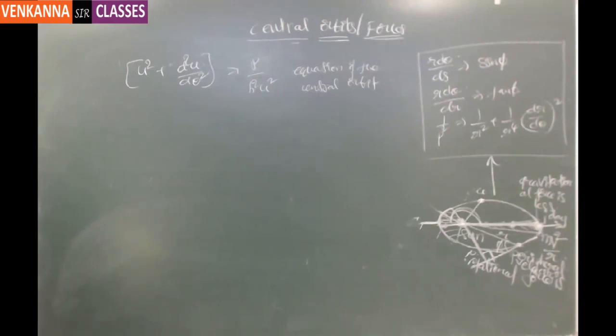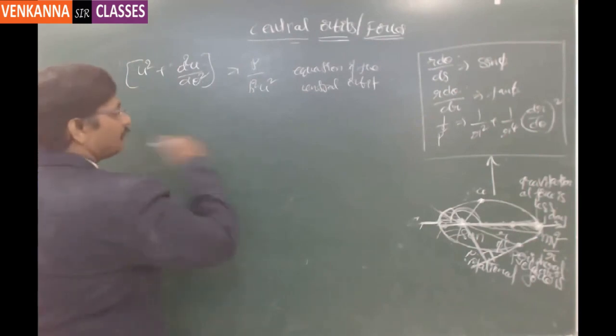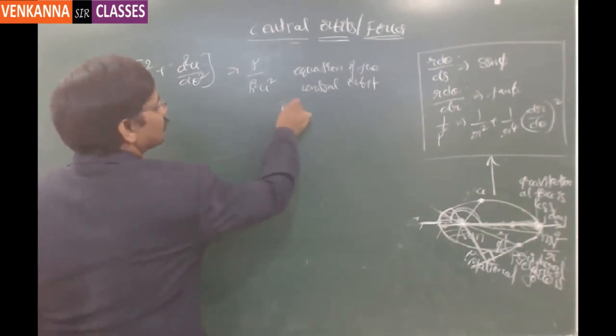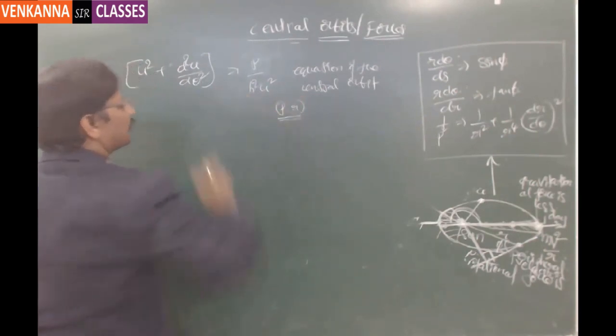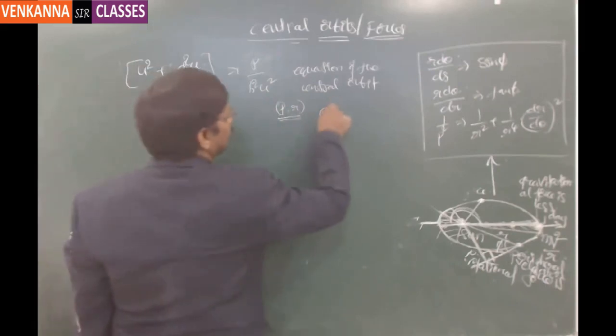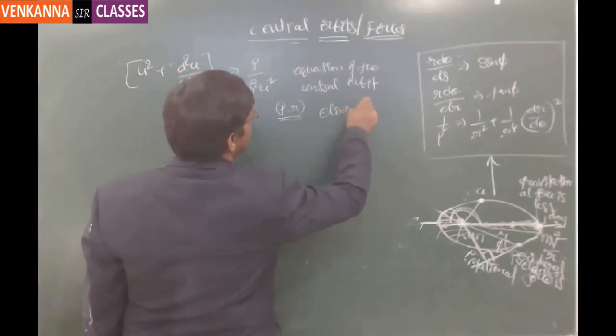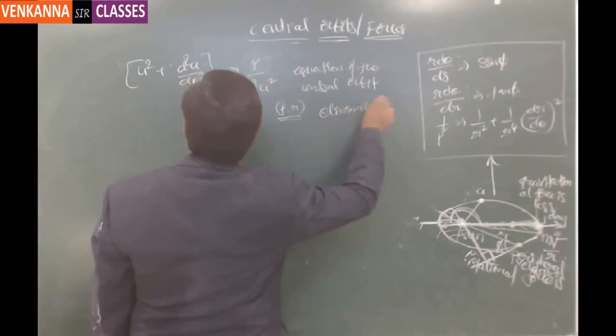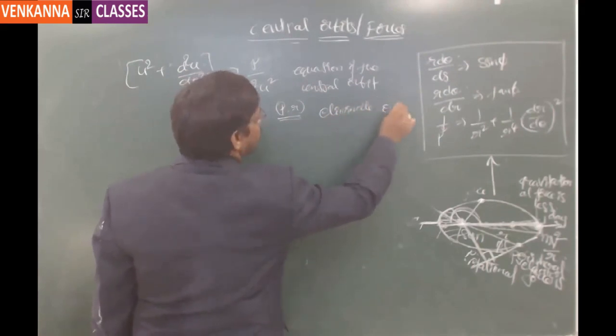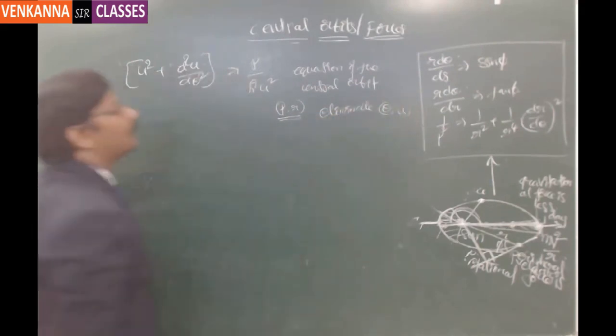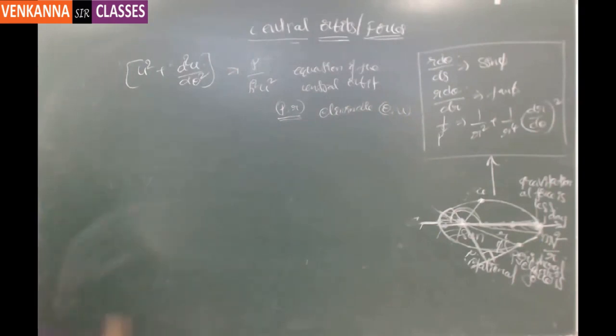Okay. So if we are expressing it in the pedal form, it is nothing but expressing this entire equation in terms of p and r. So eliminate theta and u, and replace them with p and r.